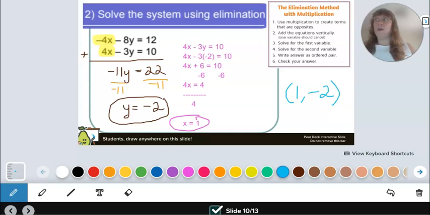We have 2 more problems like this that we are going to do together. When you have everything that you need, push ahead to slide 11.